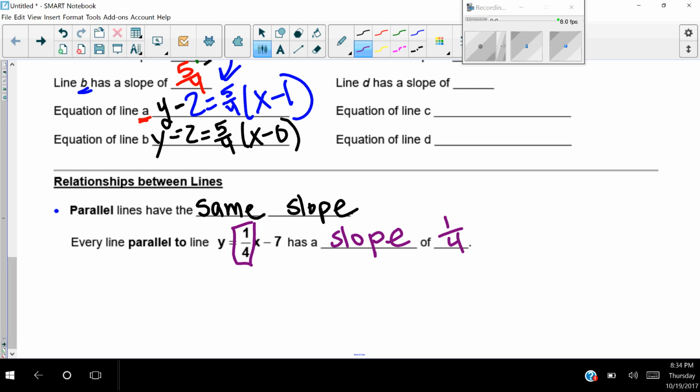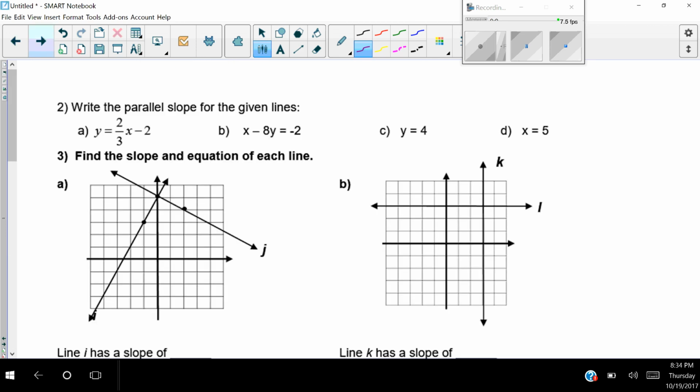All right, guys, go ahead and flip your paper over. Number 2, it says write the parallel slope for the given lines. Remember, if our line is parallel, the slope is the same. So I will do a couple for you. I like to do B because you actually have to work it out. We have x minus 8y equals -2.